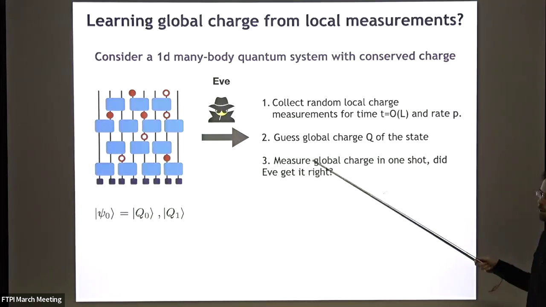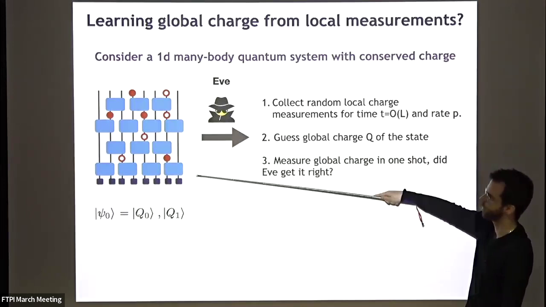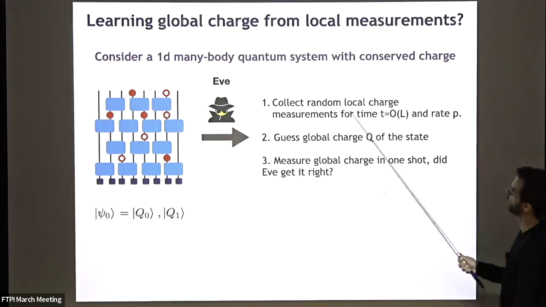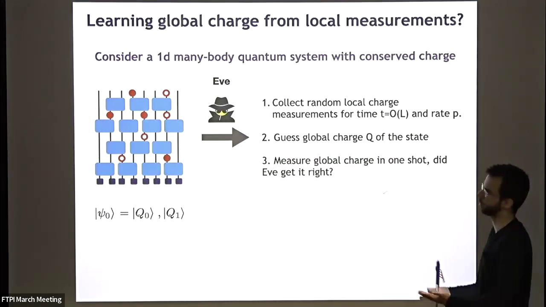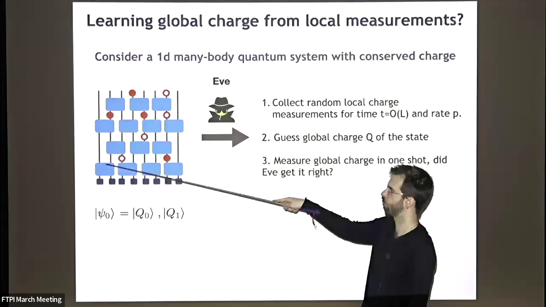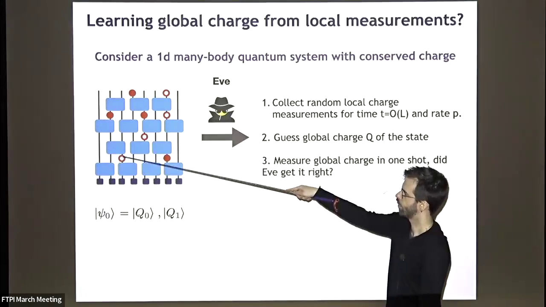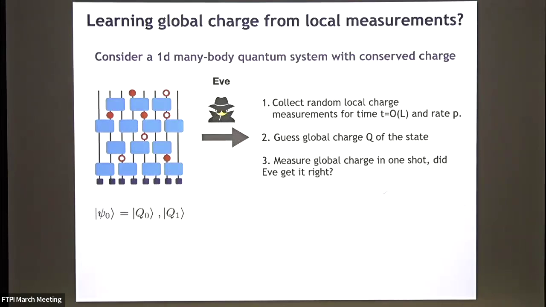So either through weak measurements, or in the context of discrete time quantum dynamics, I have gates, they preserve this charge. And I will allow Eve to make local measurements. Locally on each qubit or site, I will measure the charge with some rate I'm going to call P. So it could be Hamiltonian dynamics and weak measurements, or in the context of that quantum circuit, P would be the probability you measure each qubit after each layer of gates. So with probability P, you measure this one. Say you measure here, you don't find a charge. Measure here, you find a charge.